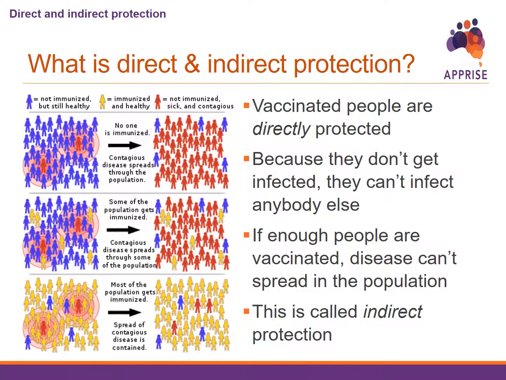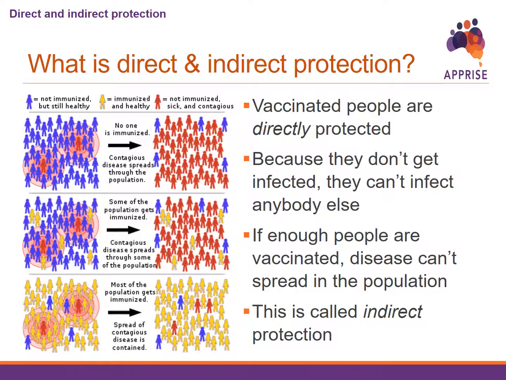When we use vaccines in the population, there are different strategies that we can use to try to reduce disease. And there are two main types of protection that we're going to discuss here. Those are direct and indirect protection.